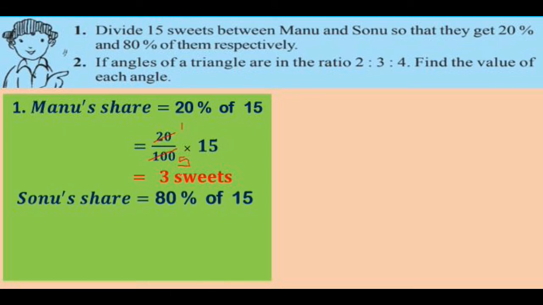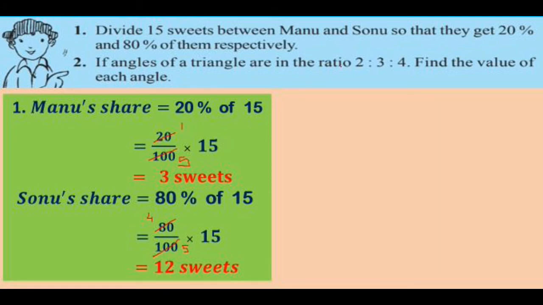Next is Sonu's share. Sonu gets 80% of 15, that is 80 out of 100 multiplied by 15. So if I cut, I get 4 and 5. So 15 fours are 60 upon 5, that is 12 sweets.